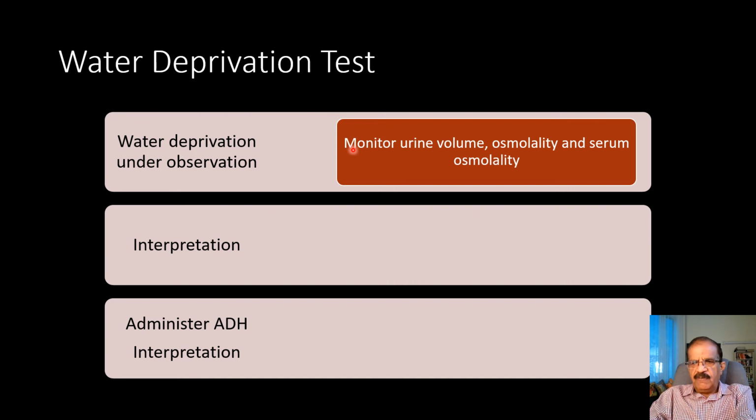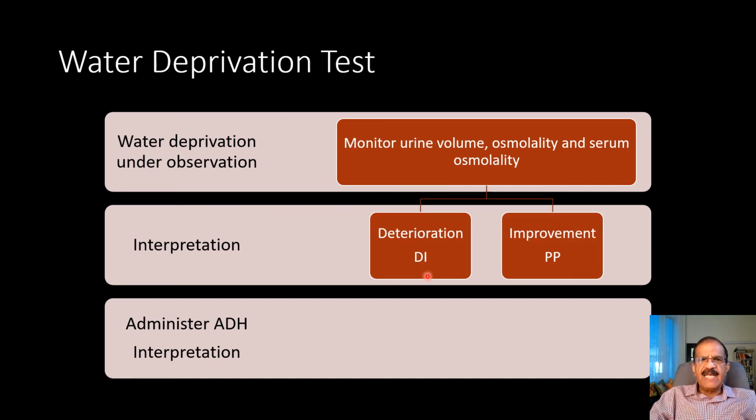Now, interpretation: if patient had diabetes insipidus, we have already learned that water intake was actually a corrective measure. So if in a patient with diabetes insipidus, water is restricted, his condition will start deteriorating. His laboratory abnormalities will also become worse. So this is the basic principle. And so you measure serum osmolality, you measure urinary volume, and you measure urinary osmolality.